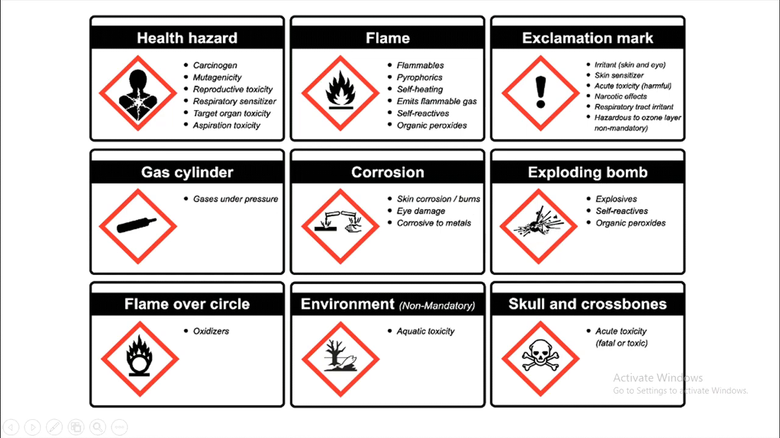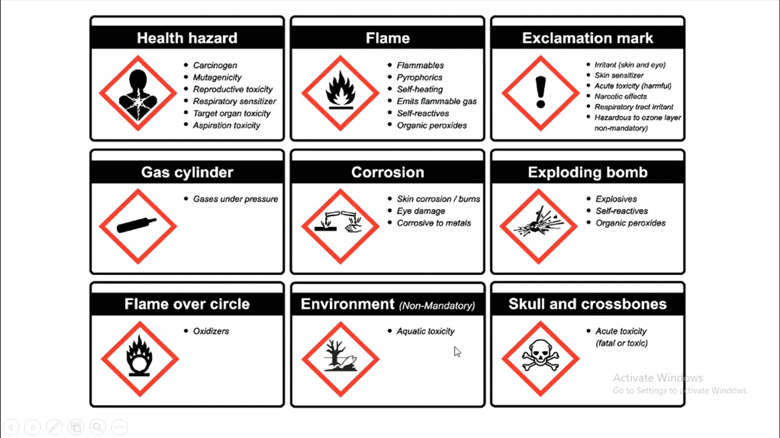If you see some explosive element inside of the square, this is the symbol of an exploding bomb: explosives, self-reactives, organic peroxides. And if you see flame over a circle, that means it is an oxidizer. There are some liquids or chemicals that are oxidizing and producing oxygen to the flame. So that means it will produce enough oxygen to continue the combustion.